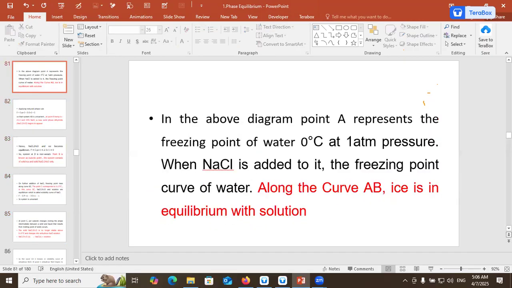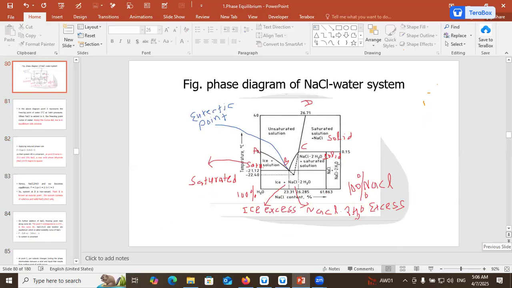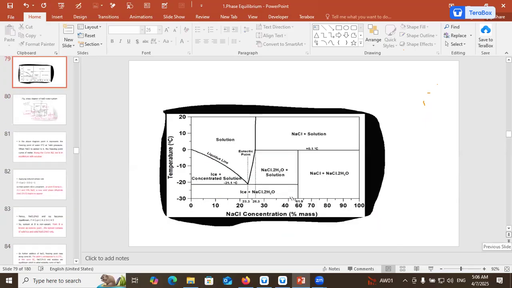Okay, it's all about the phase diagram of the sodium chloride water system.